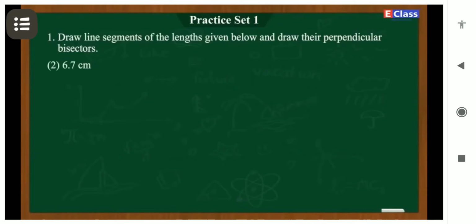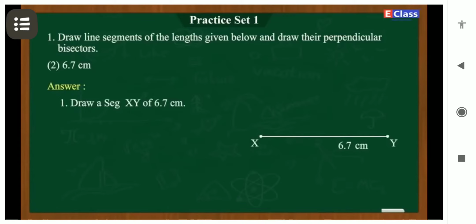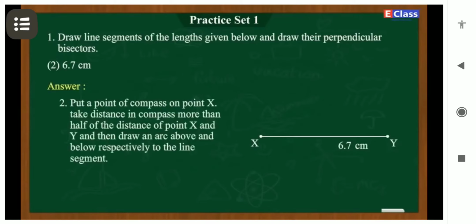2. 6.7 centimeters. Answer. 1. Draw a segment XY of 6.7 centimeters. 2. Put the point of compass on point X. Take a distance in compass more than half of the distance of points X and Y, and then draw an arc above and below the line segment.